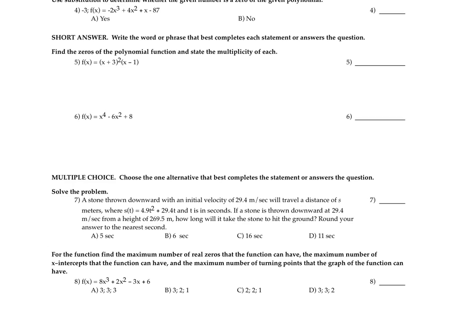Okay, 5 and 6 are basically the same problem, but 5 is in factored form, 6 is in standard form. I'll give you a couple hints here. Factored form is pretty easy. All you've got to do is set the 2 factors equal to 0 and solve. The multiplicity is the exponent that's on each parenthesis. Okay, so that one is pretty straightforward. Not much work to do on that one.